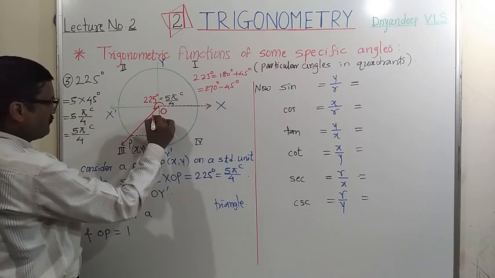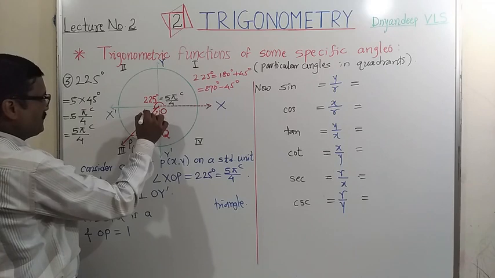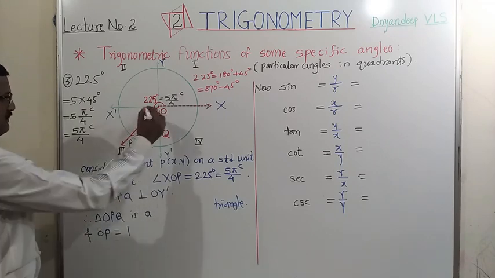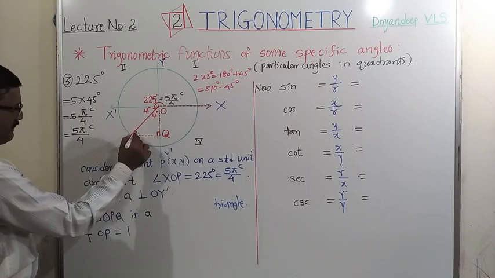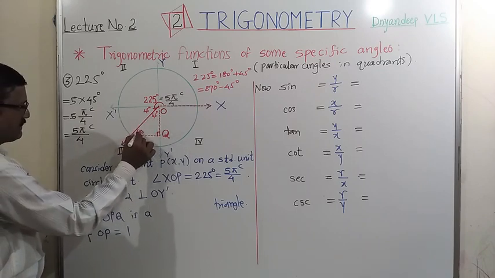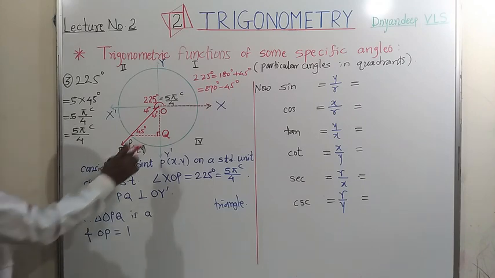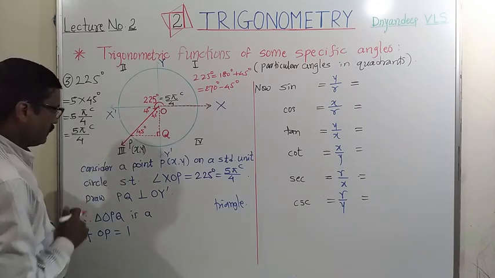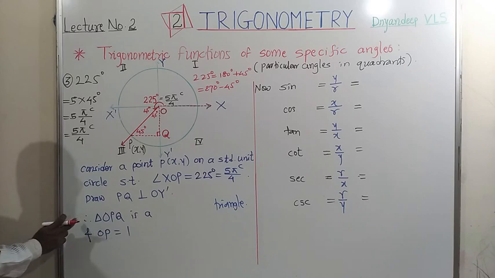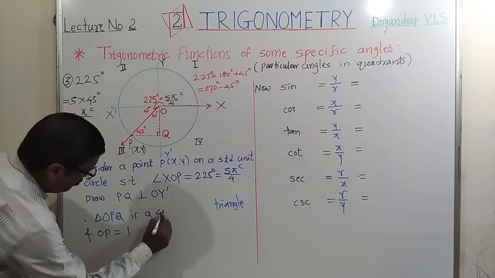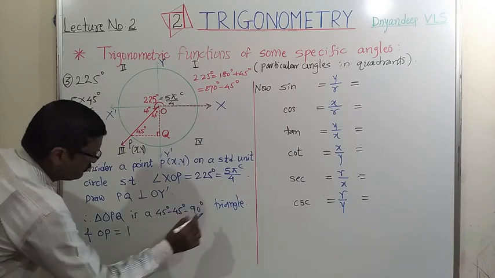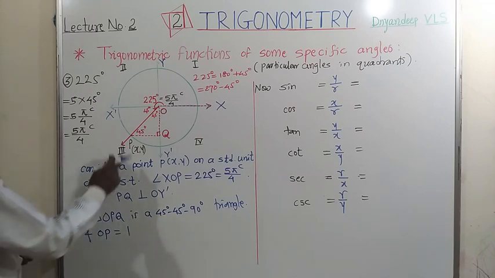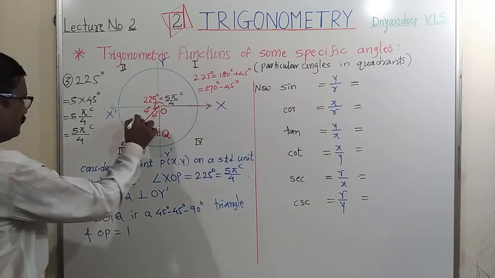So this angle has measure 45 because this is also of measure 45. So in triangle OPQ, this angle O is 45, then angle P is also of measure 45 because angle Q is right angle here. So triangle OPQ is a 45 degree 90 degree triangle, and in this triangle OP is equal to 1.